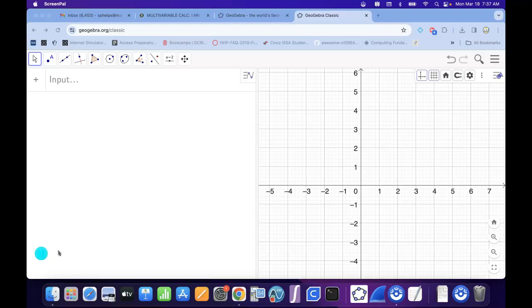Hey, Calc kids, here's a little bit about parametrics and vectors and how they go together. So here's a cool parametric curve. I think it's cool. You might not think it's cool, but I think it's cool.